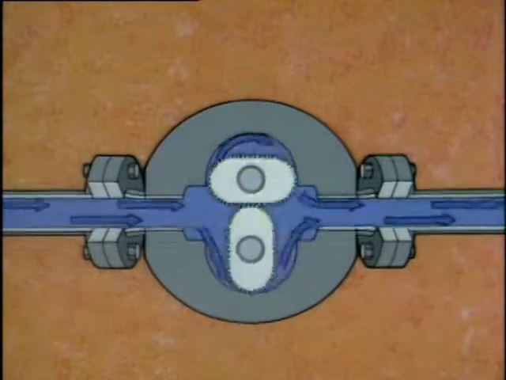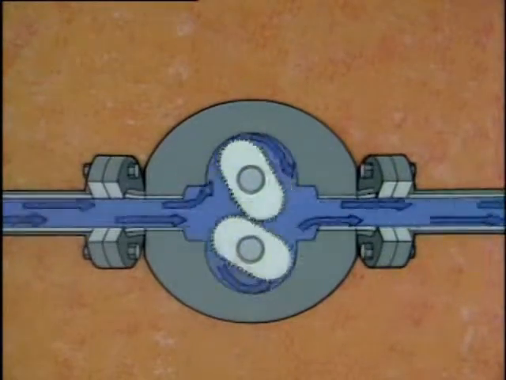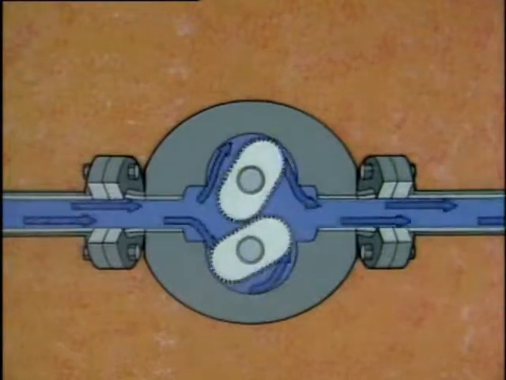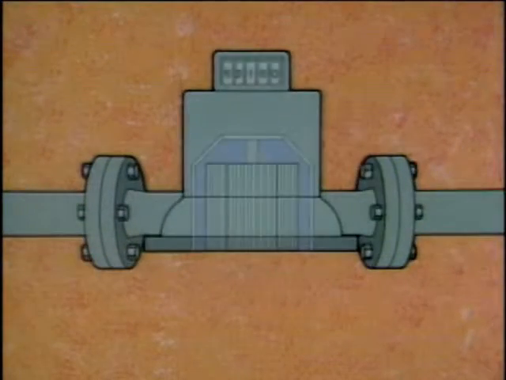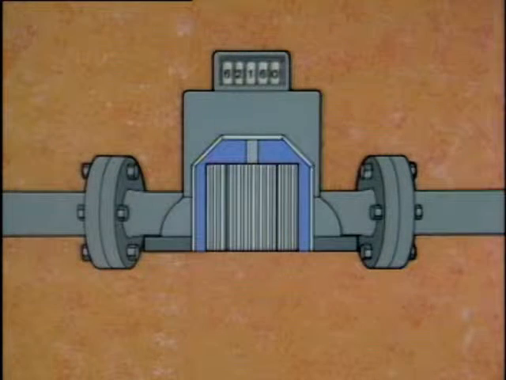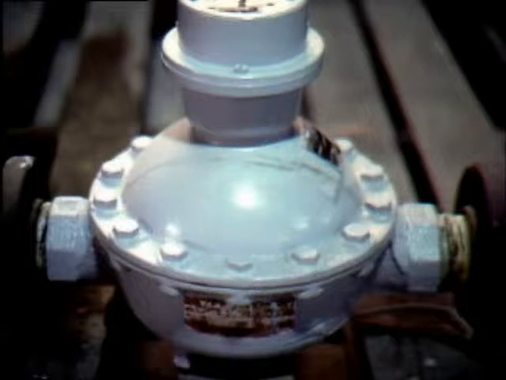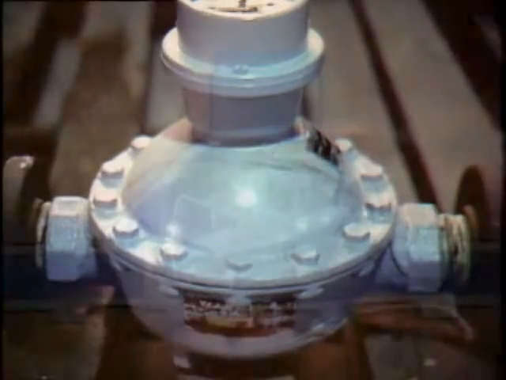If the flow increases, the gears speed up, but they still pass the same precise amount of fluid along with each rotation. A counter mechanism counts each rotation of the gears to determine the total flow of fluid through the meter. Another example of a flow meter that measures flow directly is this Nutating Disk meter.